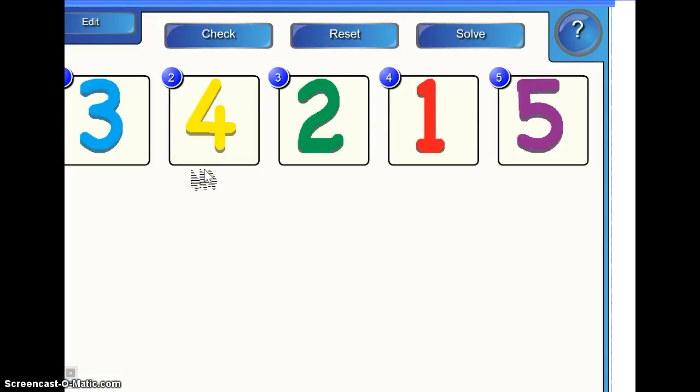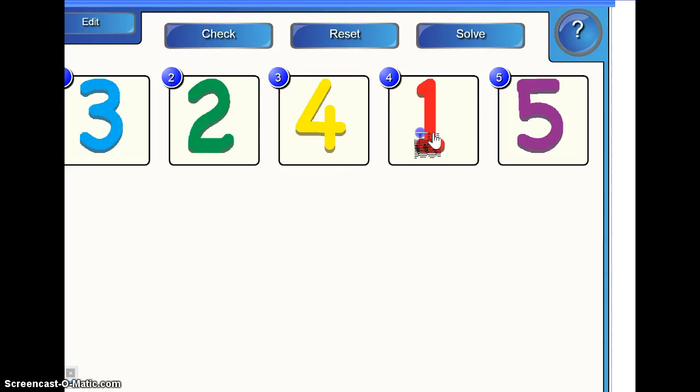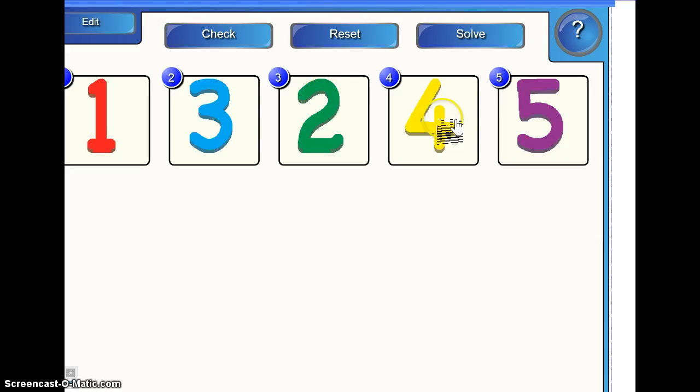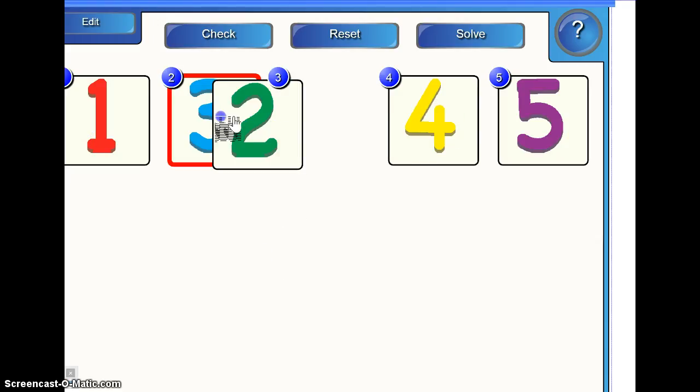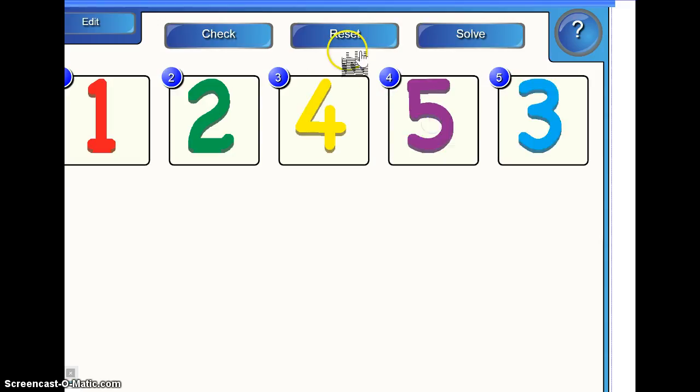This is another game that calls for the students to put the numbers in order, and it tells the student which ones are correct and which ones are wrong.